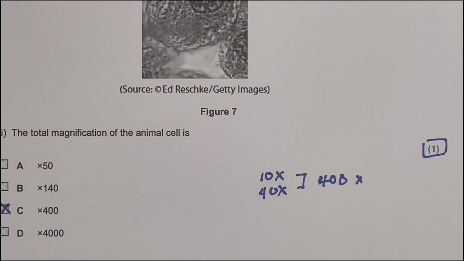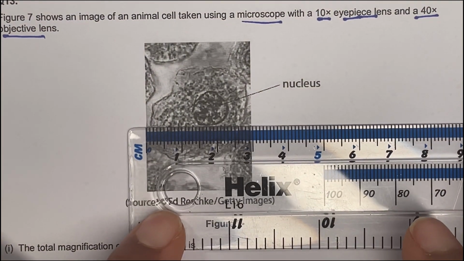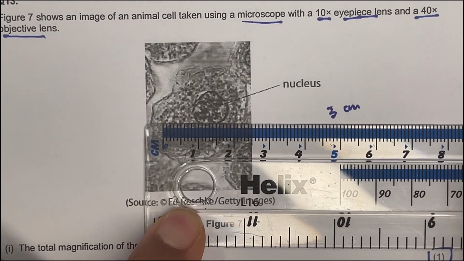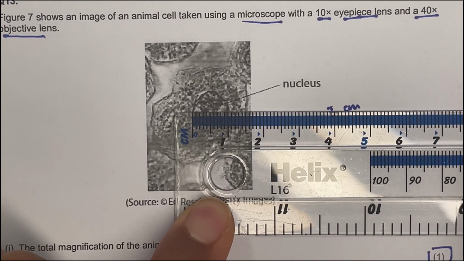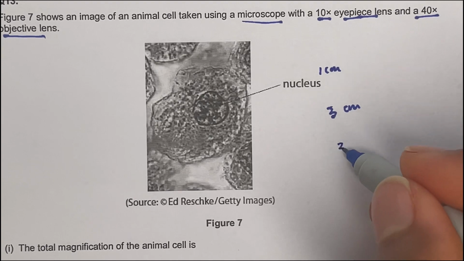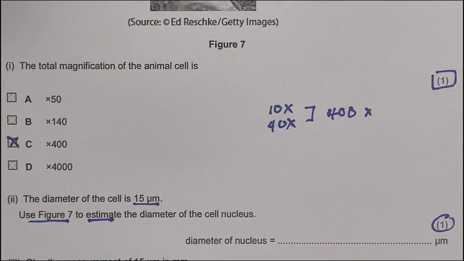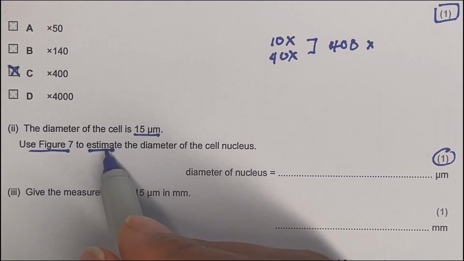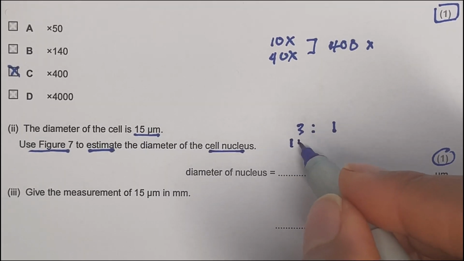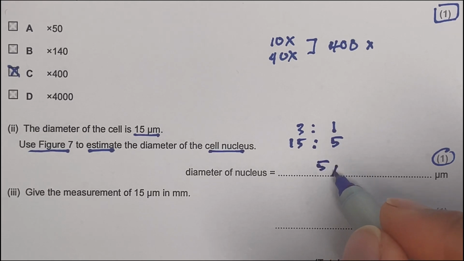Okay, estimating. So I go back to the diagram, bring my ruler, measure my actual cell. The actual image size of the cell is 3 centimeters. The size of the nucleus is 1 centimeter. So the ratio in this case is 3:1. Okay, so this is me applying my math skills in ratio. So I go back to the question again. To estimate the diameter of the cell nucleus, if this is 3:1 and the cell diameter is 15, my nucleus diameter would be 5. So I have to write my answer, 5 micrometers.